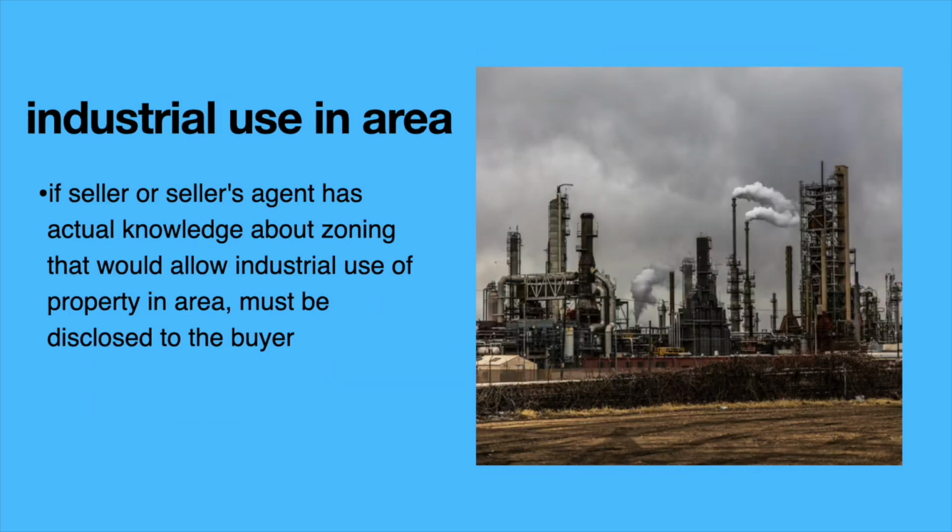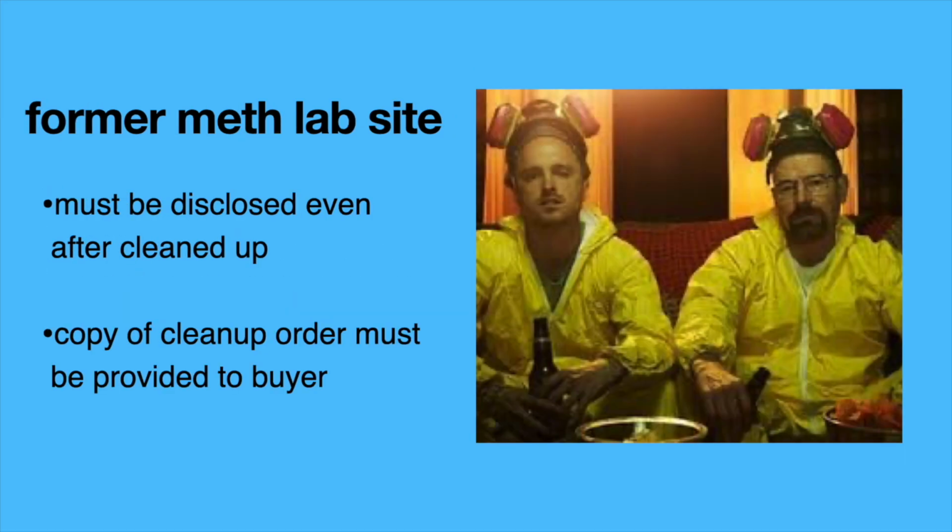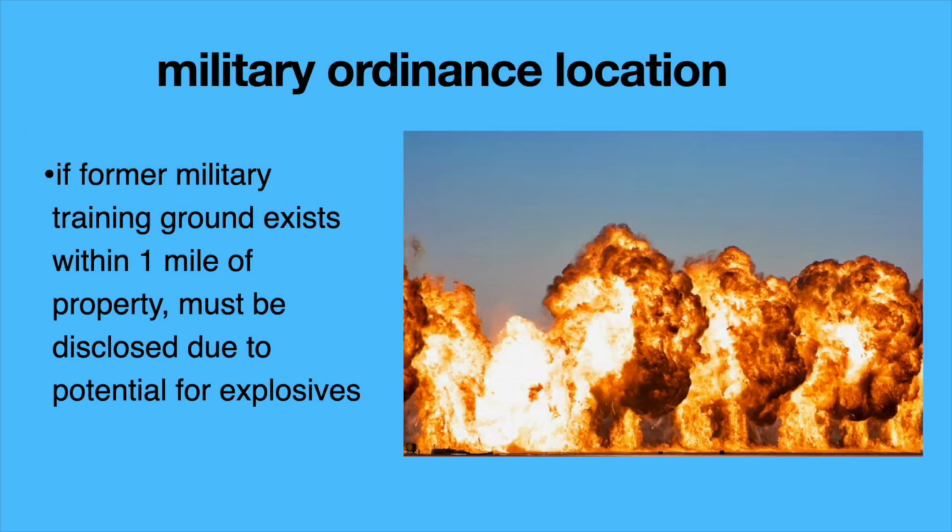If the seller or seller's agent has actual knowledge about zoning that would allow industrial use of property in the area, this must be disclosed to the buyer. Former meth lab site. This must be disclosed even after it's cleaned up. A copy of the cleanup order must be provided to the buyer. Military ordnance location. If a former military training ground exists within 1 mile of the property, this must be disclosed due to the potential for explosives.